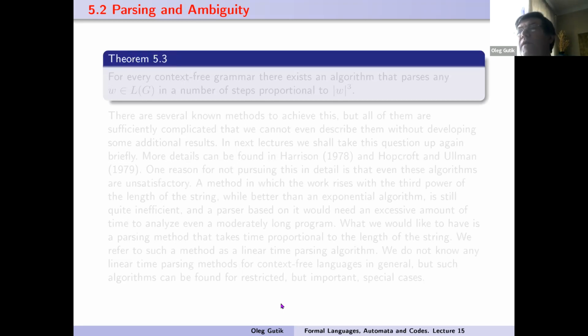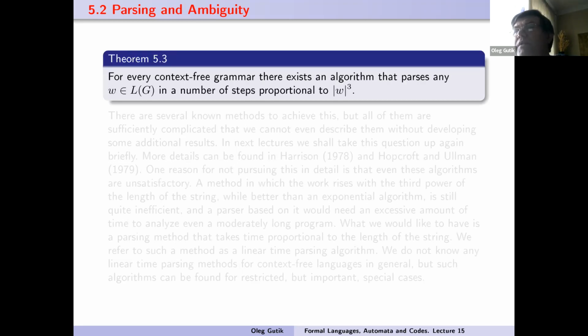Theorem 5.3. For every context-free grammar G, there exists an algorithm that parses any word W of the language generated by the grammar. The number of steps is proportional to the length of the word W to the power 3.